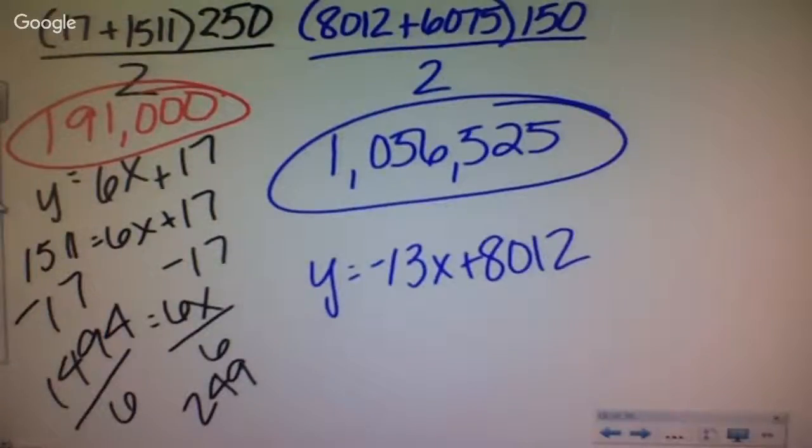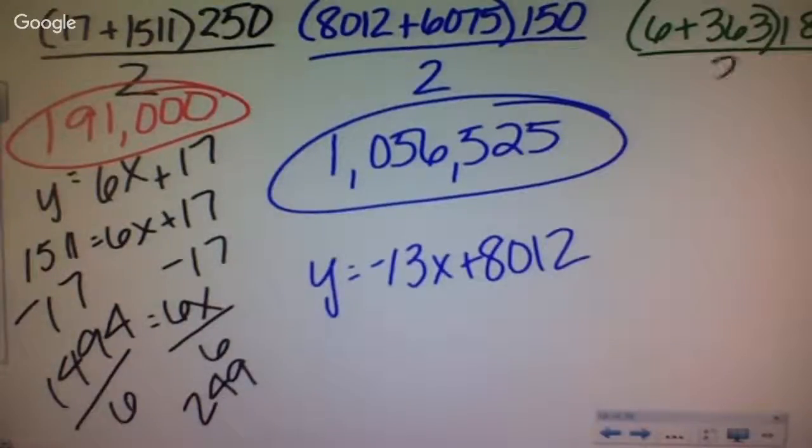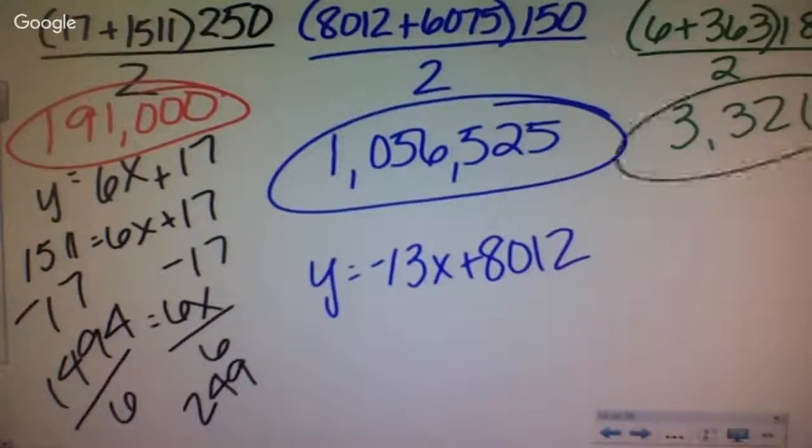Okay, this last one goes from 6 to 363, and there were 18 terms here. So 3,321 was my total, and you would have used y equals 21x plus 6 to find how many terms you had in that one.